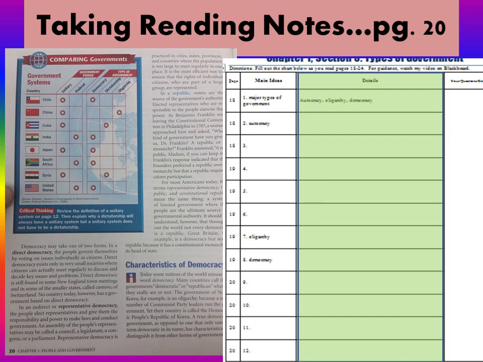Okay, now we should be looking for characteristics of democracy, which is number 12. I'm going to have to end up changing the page, but we'll start here with characteristics of democracy. We're looking for specific things about democracy that make it democracy and not something else. So I'll read this and then I'll go to the next page.